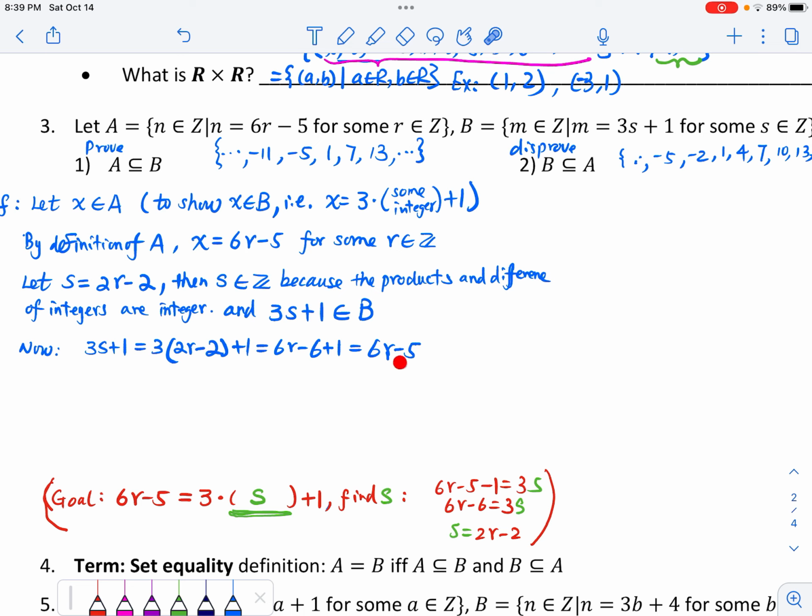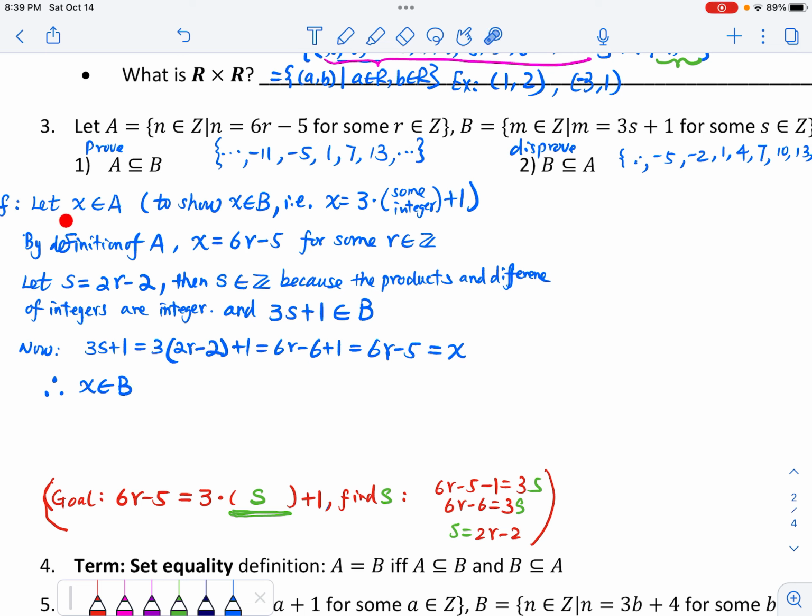Now, what is 6r minus 5? That's exactly what x is, which means this is x. Okay, we're almost done. So, what is 3s plus 1? This is an element in B, which is actually x, right? So therefore, this x, which is 3s plus 1, has to be in B. So therefore, x is in B.